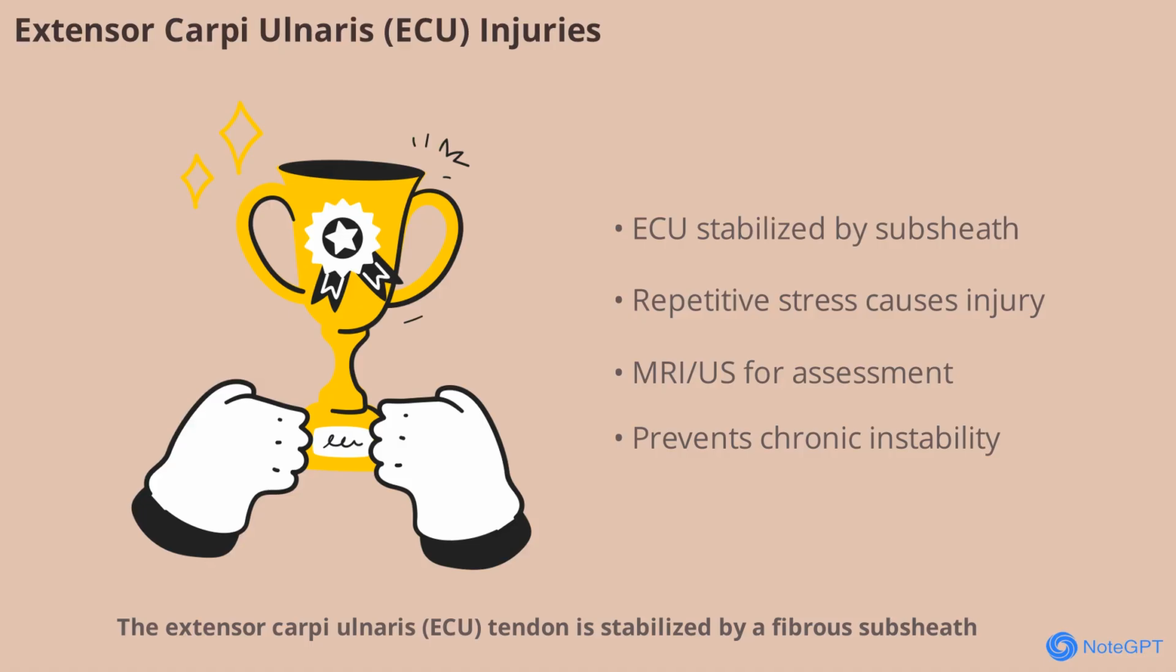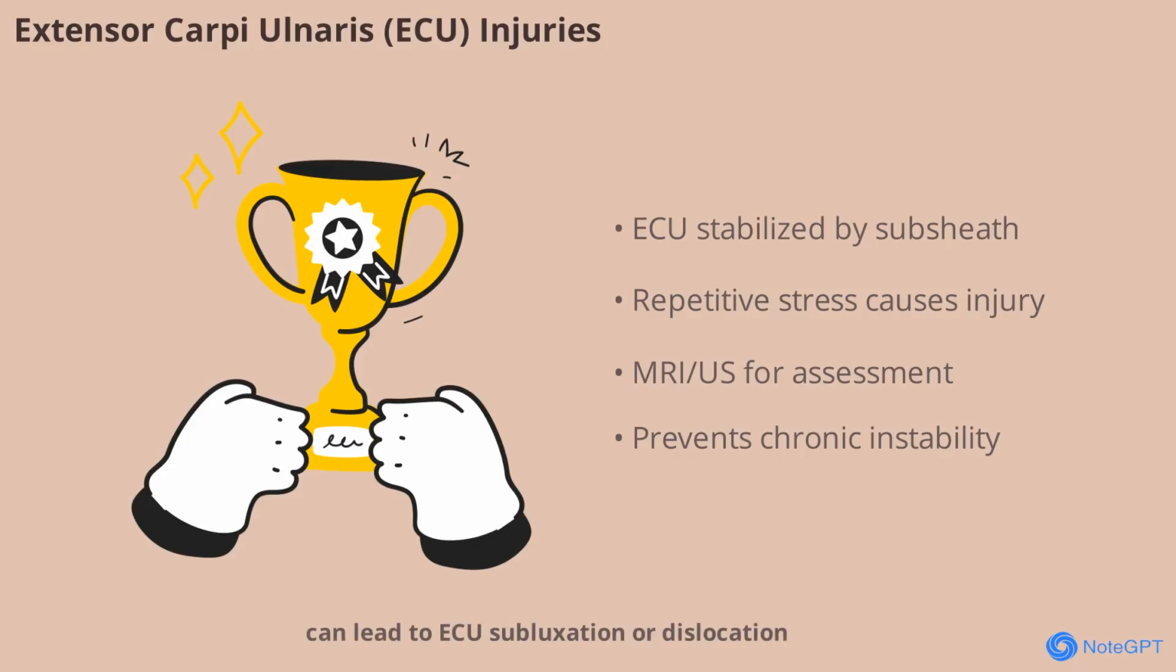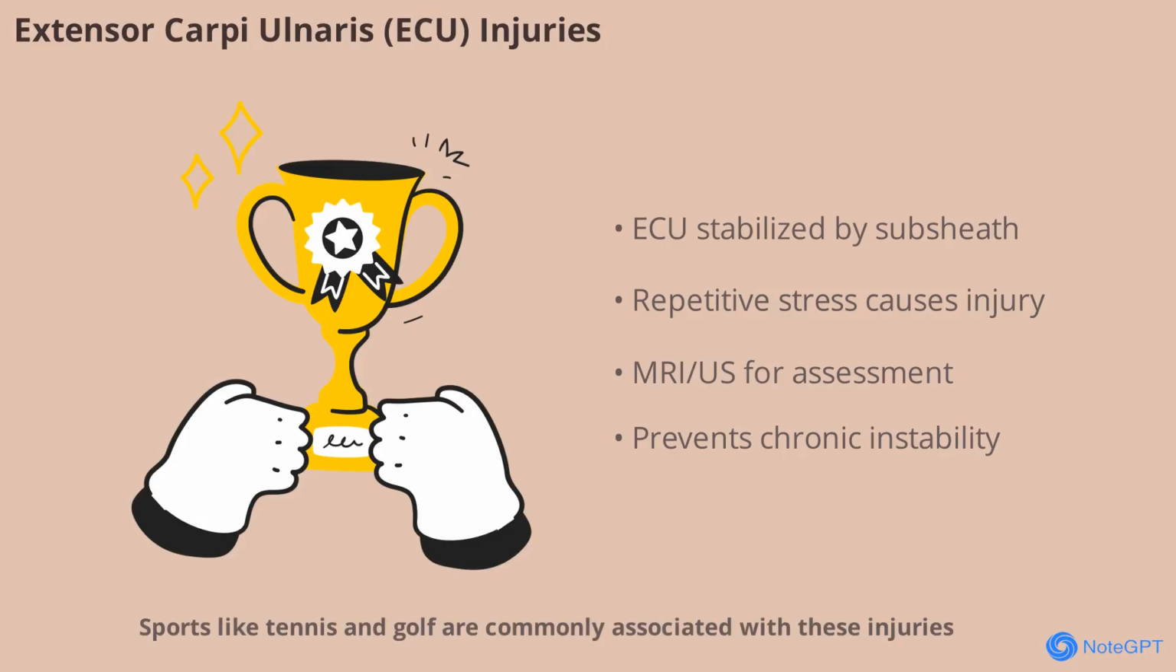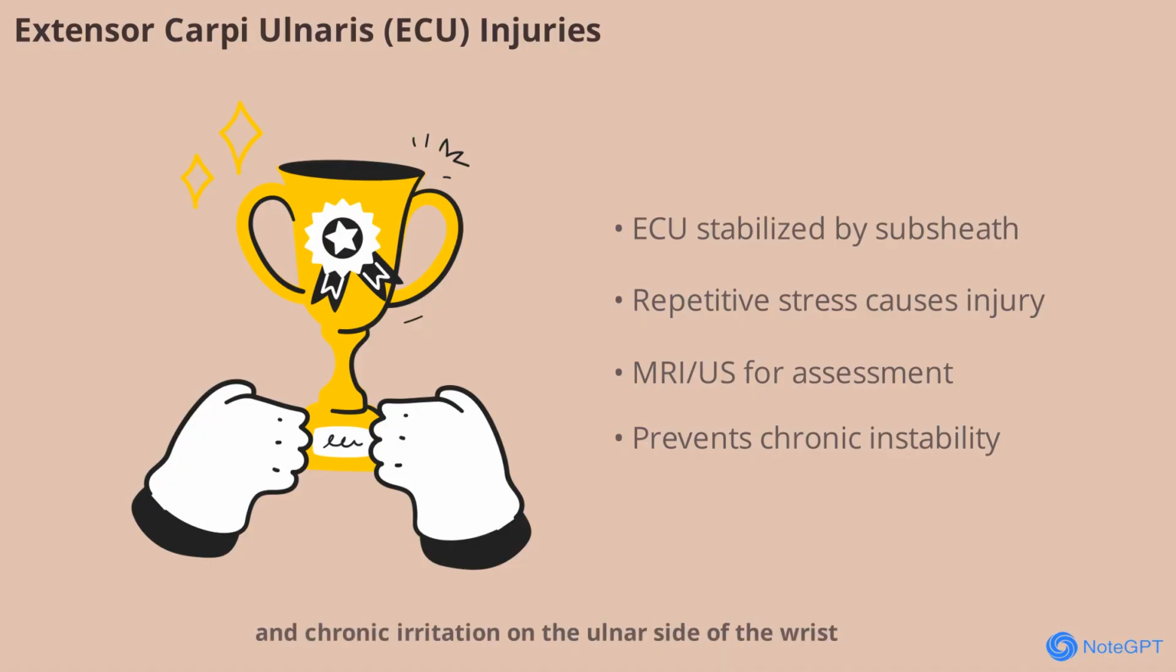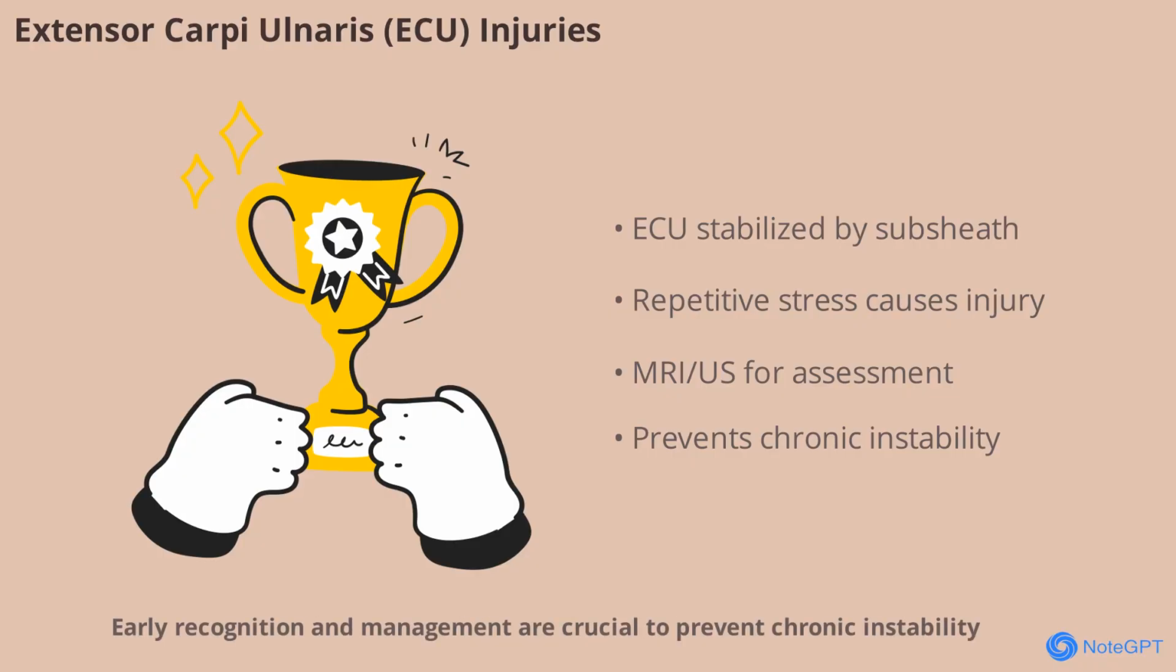The extensor carpi ulnaris (ECU) tendon is stabilized by a fibrous subsheath. Injuries to this structure, often from repetitive stress or acute trauma, can lead to ECU subluxation or dislocation. Sports like tennis and golf are commonly associated with these injuries. Patients may experience snapping pain and chronic irritation on the ulnar side of the wrist. MRI and ultrasound are valuable for assessing the extent of injury and guiding treatment. Early recognition and management are crucial to prevent chronic instability.